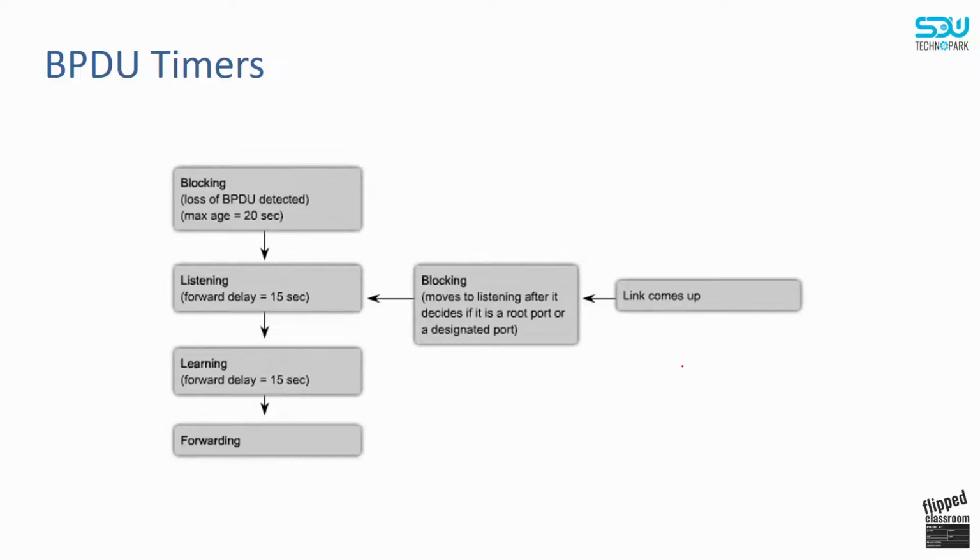And now let's take a look at the algorithm of how these timers are used. Look, in the blocking state, loss of BPDUs is detected, and the maximum age is 20 seconds. After this maximum age expires, our switch goes to the listening state, where the forward delay is 15 seconds. After the listening state, the learning state begins, and it takes 15 seconds. After that, our switch port will be able to work.